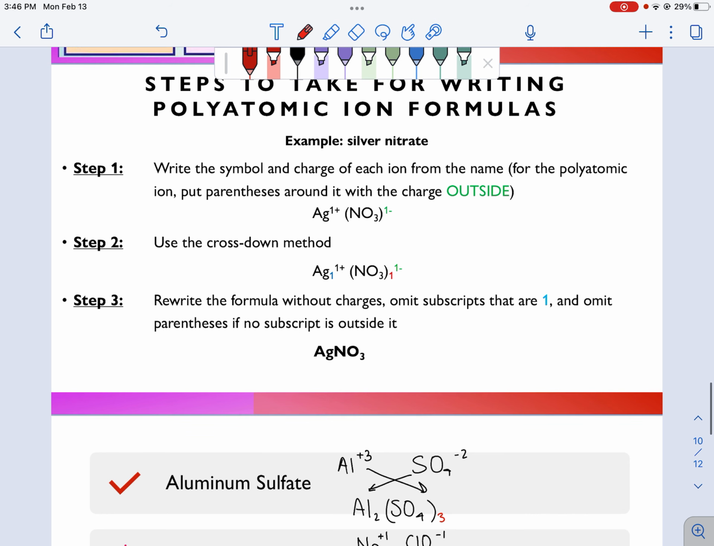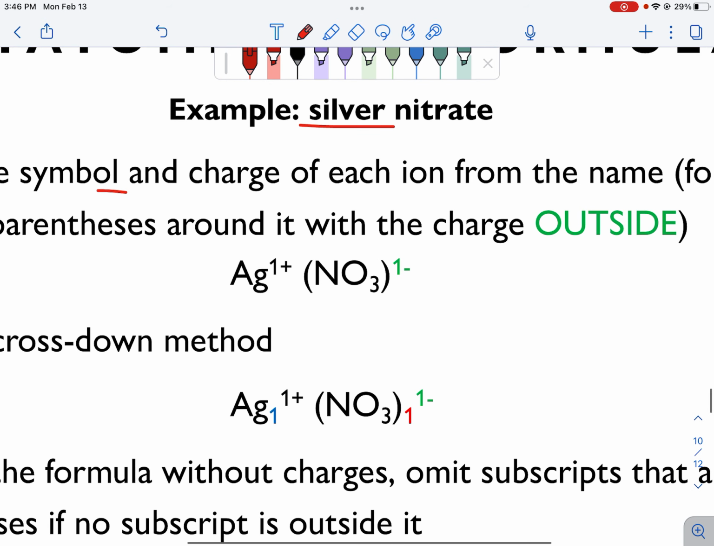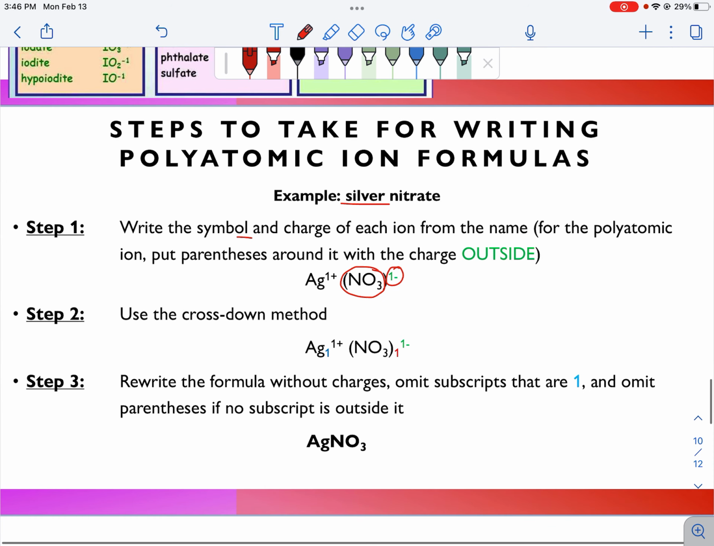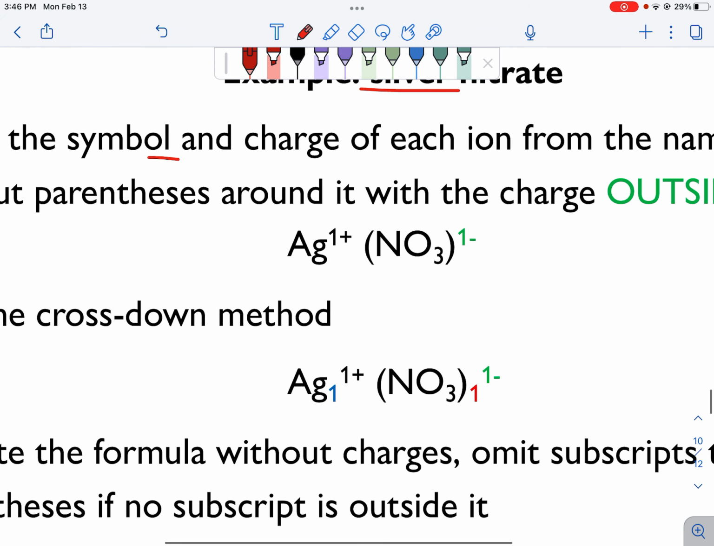Step 1 is to write the symbols. So the symbol for silver is Ag. The symbol for nitrate is NO3. And then the charge of each. So we kind of have to memorize that. We know silver is one of those exceptions on the table. So it has a +1 charge. And NO3 has a -1 charge because I think it's in this category right here. So we know that has a -1 charge. But we put that outside, right? Because NO3 is the polyatomic ion, so we don't want to interfere with that. We just want to put the charge separate, right?